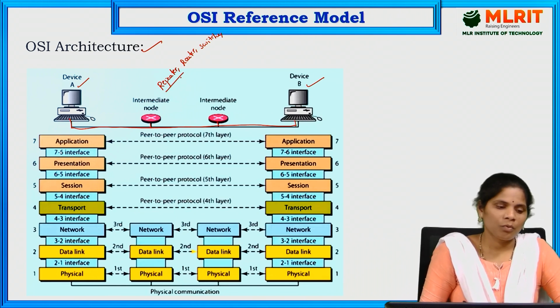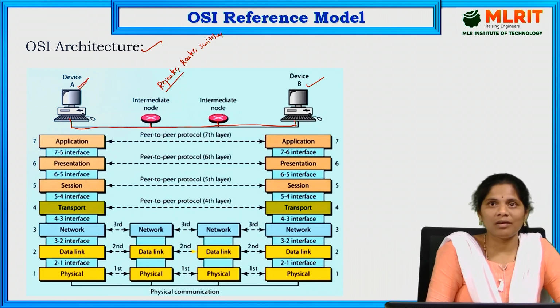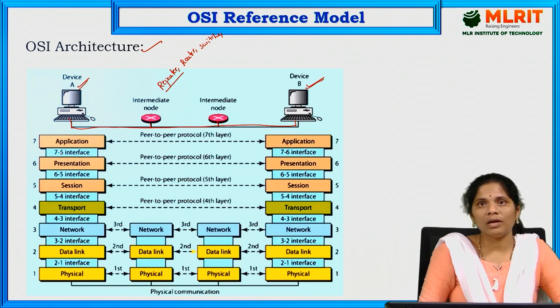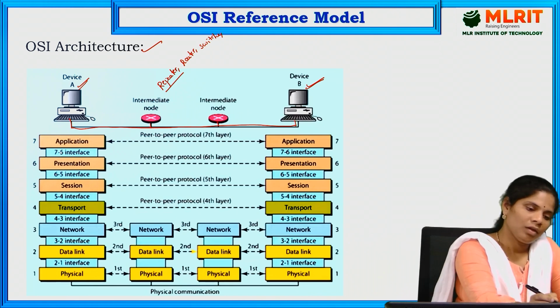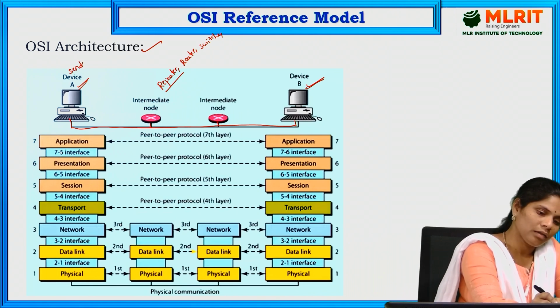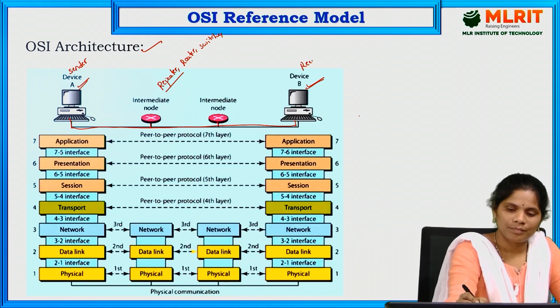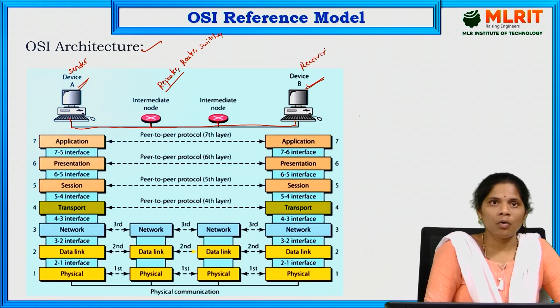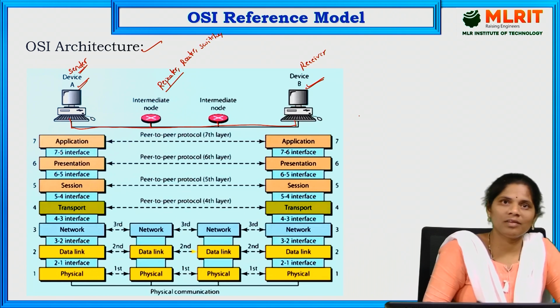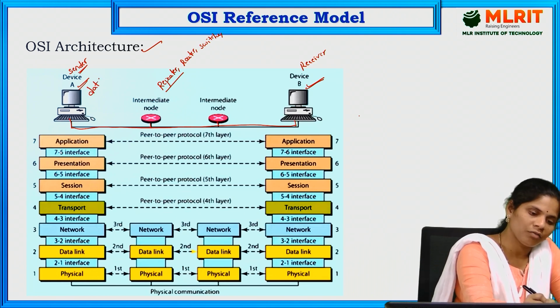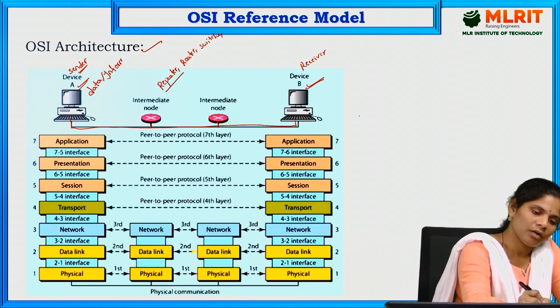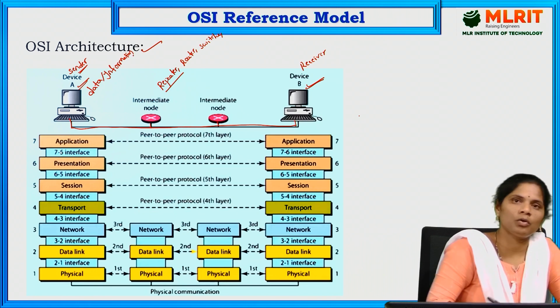Suppose device A wants to send some data to device B. How is the data going to be transferred exactly to device B? That we will discuss in the OSI architecture. Suppose this is the sender and this is the receiver. How is the data exactly transferred from the sender to the receiver? If I want to send some particular data, how is that data going to be sent to the receiver?